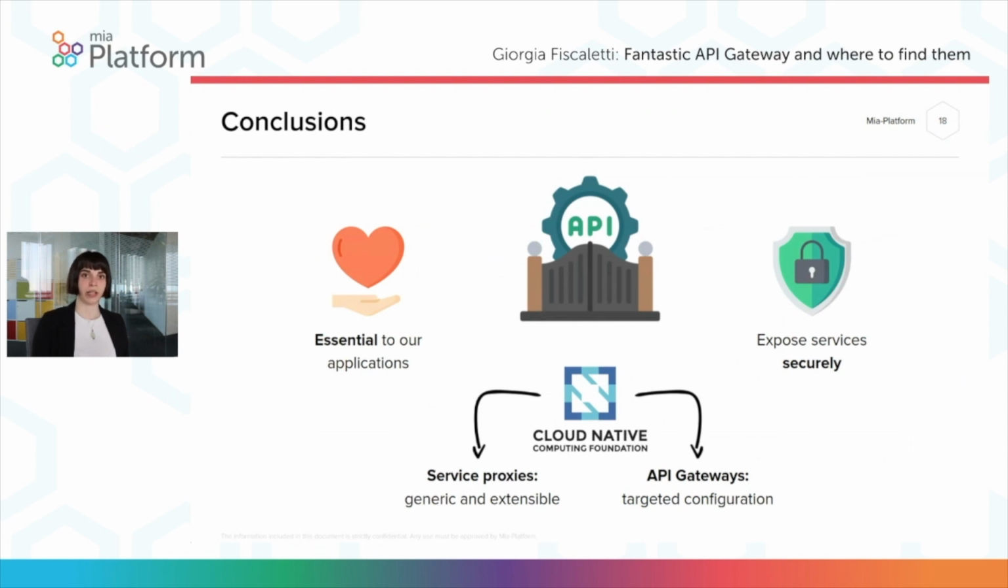On one side, we analyzed service proxies, which are generic and very extensible and allow us to build API gateways from scratch. And on the other side, we saw API gateways, which are tools with a targeted implementation that work properly and perfectly within a well-defined set of boundaries.